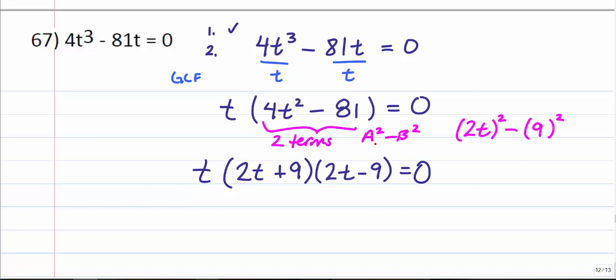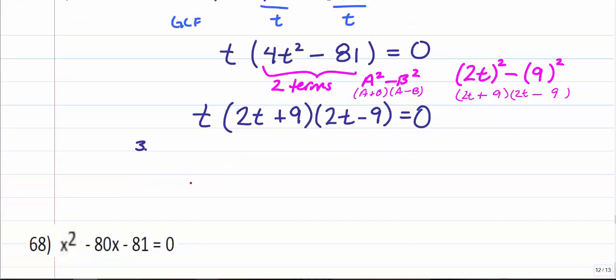I can break it apart that way because, again, with the difference of squares, you end up with a plus b, a minus b. All I did was say that's 2t that I'm squaring as my first one, and then 9 is that. So now I'm done with my factoring. Now I've got to do the last step, which is to set each factor, which includes that t, equal to 0. So I set the t equal to 0, the 2t plus 9 equal to 0, and the 2t minus 9 equal to 0.